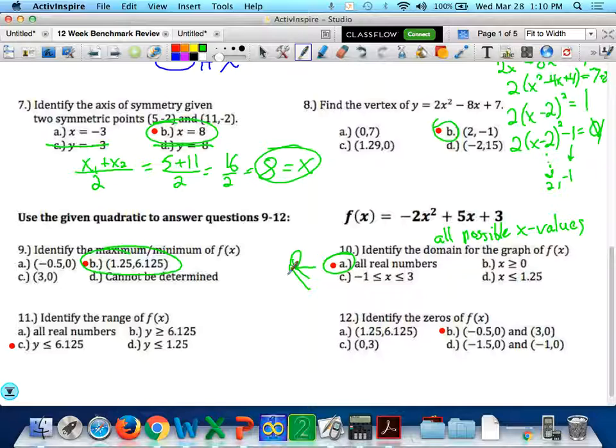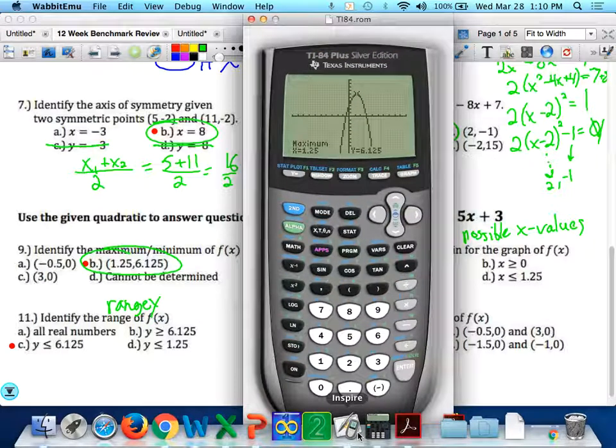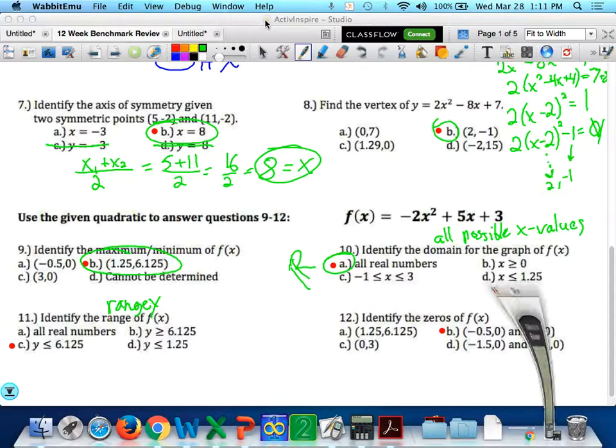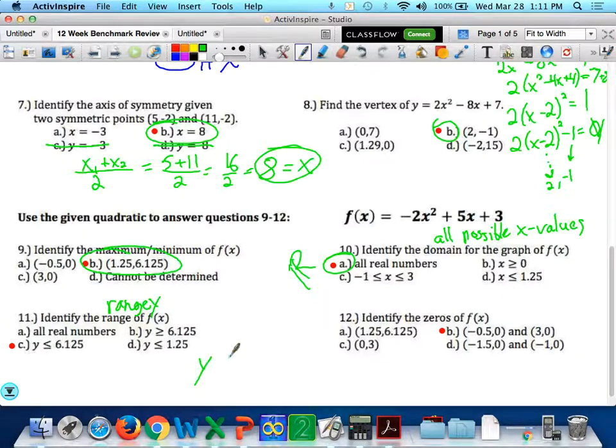Number 11, identify the range. The range is the hard one. When you think range, think rangy. Okay, rangy with a y. It's all y values. And our parabola does not go up and down forever. It definitely goes down forever. These would be arrows down here, but it doesn't go up forever. It has a maximum point. So therefore, our y's are capped at that maximum point. That highest y value is 6.125. So our range is everything less than 6.125.